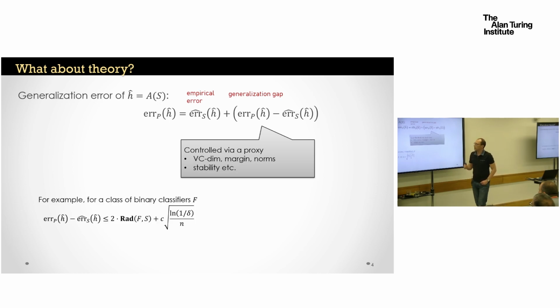Maybe a concrete example is that if we know that the model h belongs to a class of binary classifiers capital F, then this generalization gap will be upper bounded by twice the empirical Rademacher complexity of this class F on the data set S plus some kind of sampling error. So this standard decomposition suggests that learning algorithms should be balancing the empirical error, or fit to the data, and some kind of regularizing term which controls this proxy.